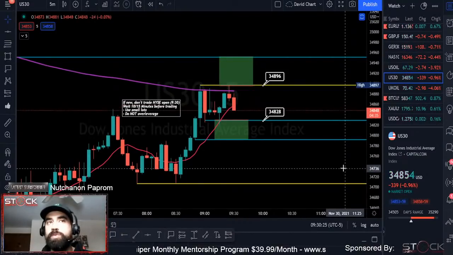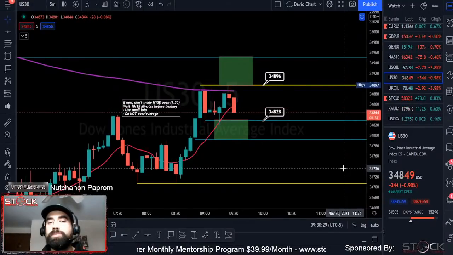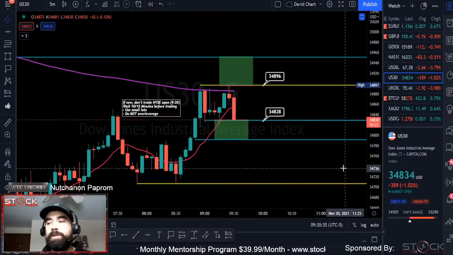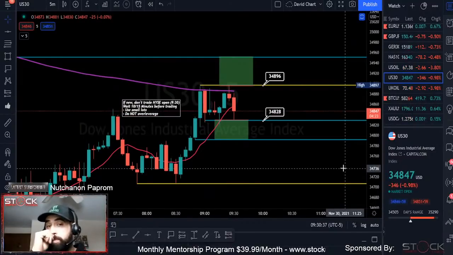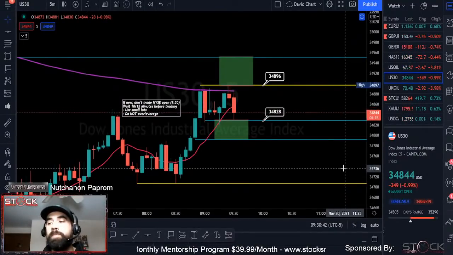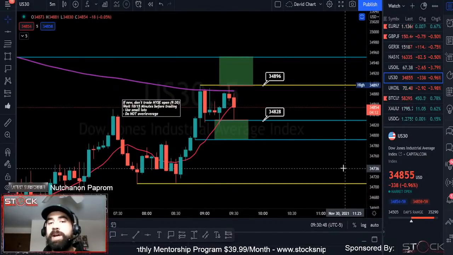Okay, US 30's retracing a little bit. Let's see how far we can go. Key area right here, guys. 34828. Okay, look at this, guys. Nice push, nice retracement happening here.